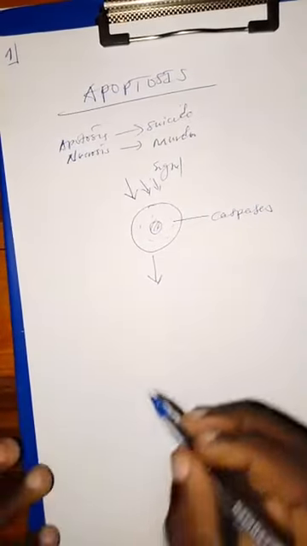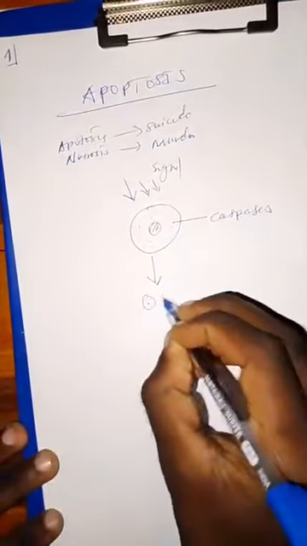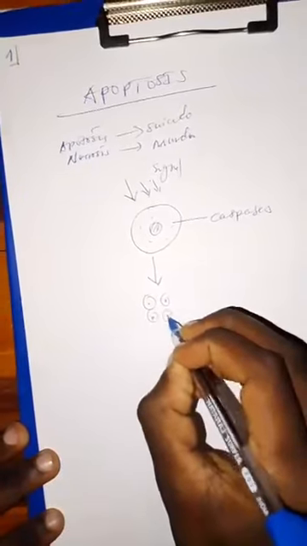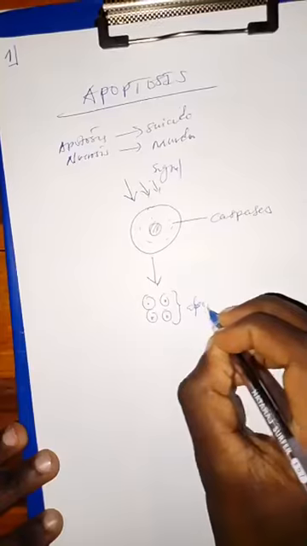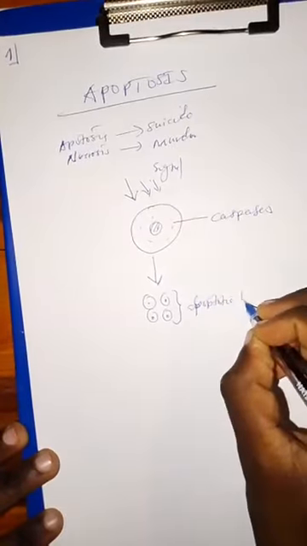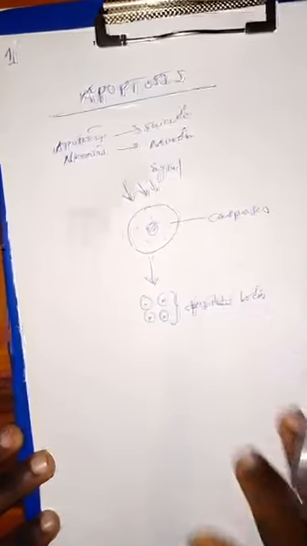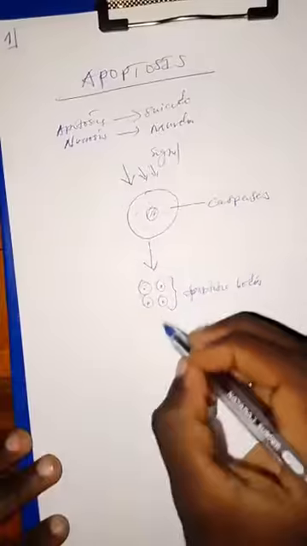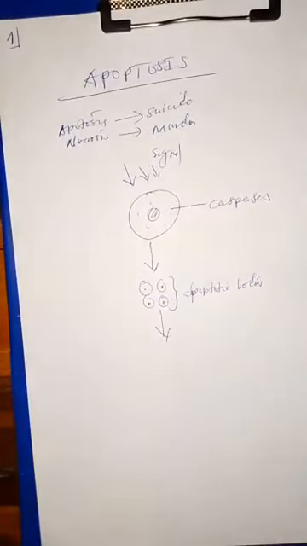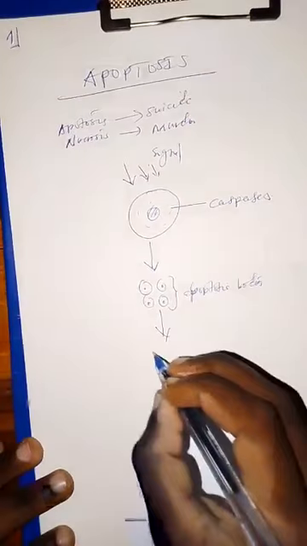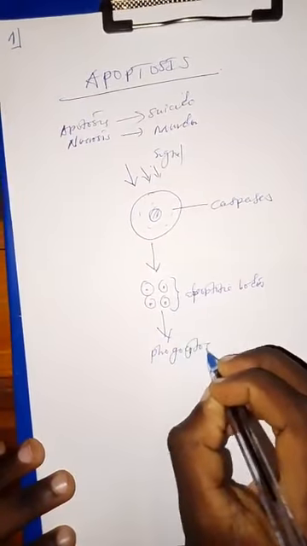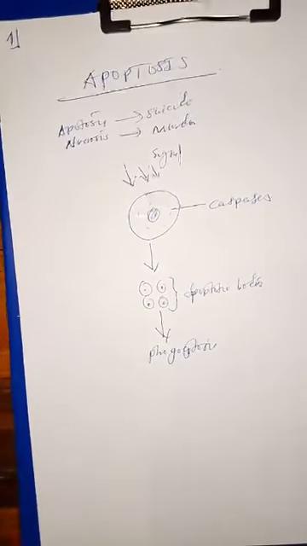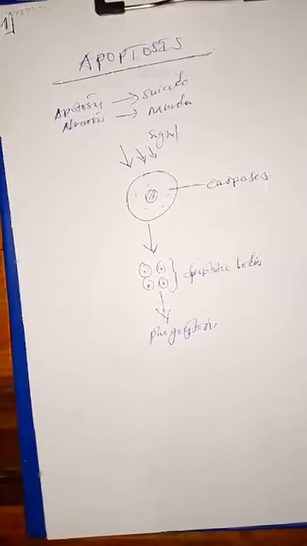From there, the cell will form apoptotic bodies. When these apoptotic bodies are formed, they are going to be phagocytosed or engulfed by the phagocytes. Then there will be phagocytosis, and the cell will be eliminated, since it's not functioning; the cell is already dead.